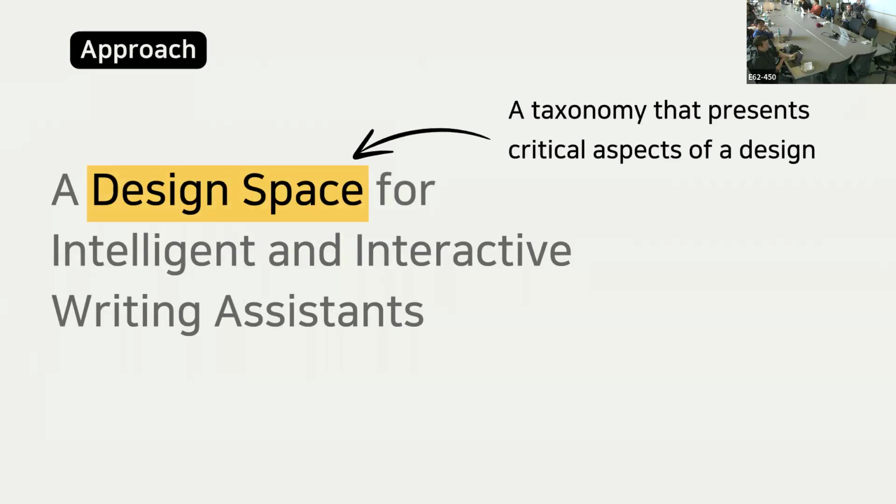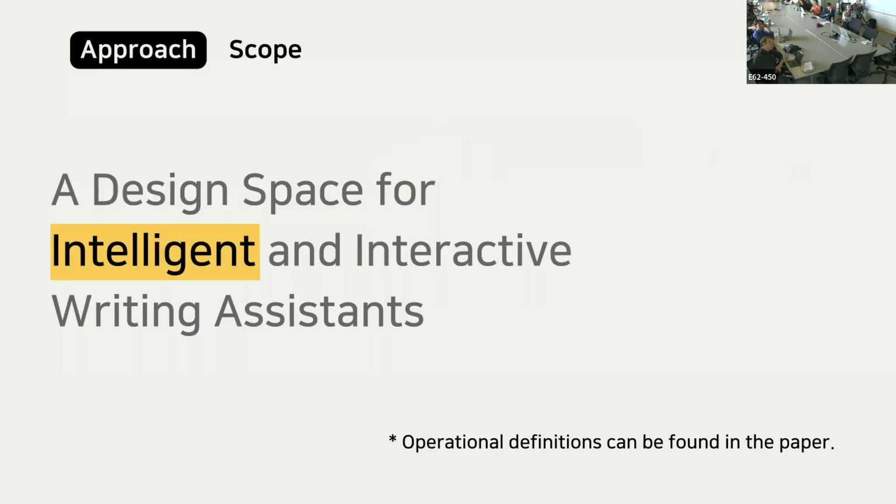And design space is a very well established concept, which is basically a taxonomy that presents critical aspects of a design. So it can help you communicate with other researchers and other stakeholders. It can also help you envision alternative designs that you can use, or it can help you identify gaps in the current literature and think about new innovations. And we have operational definitions for intelligent and interactive writing assistants, but I think it's pretty straightforward. So that is our scope.